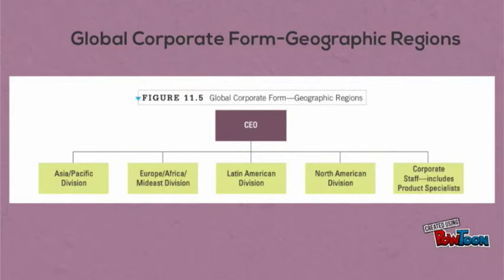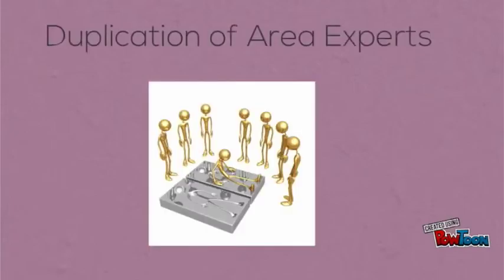The next strategy is another global corporate form, but this form focuses on the geographic region instead of the product. This form appears to be popular with companies that manufacture products with a rather low or at least stable tech content that requires strong marketing. It is also favored with firms with very diverse products. The problem this strategy has is that it tends to create a duplication of product and functional experts.